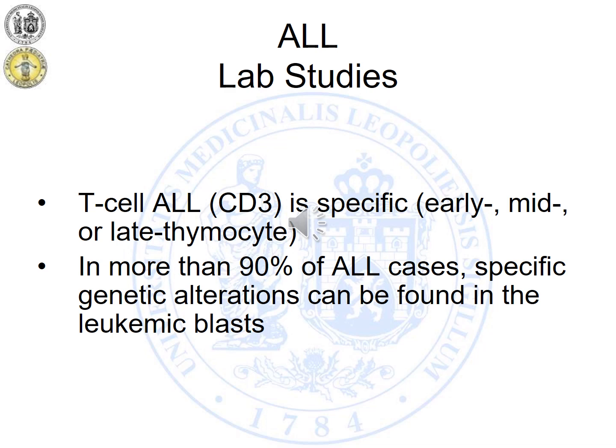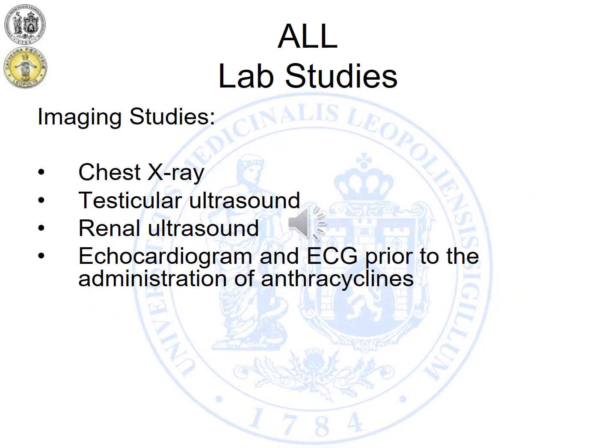Cytogenetic and molecular diagnosis. In more than 90% of all cases, a specific genetic alteration can be found in the leukemic blasts. Other studies include chest X-ray evaluating for the presence of mediastinal masses, testicular ultrasound if testes are enlarged on physical examination, and renal ultrasound. Some clinicians prefer to evaluate for leukemic kidney involvement to assess the risk of tumor lysis syndrome, and obtain echocardiography prior to the administration of anthracyclines, a sort of chemotherapy drug that affects the ECG markedly.